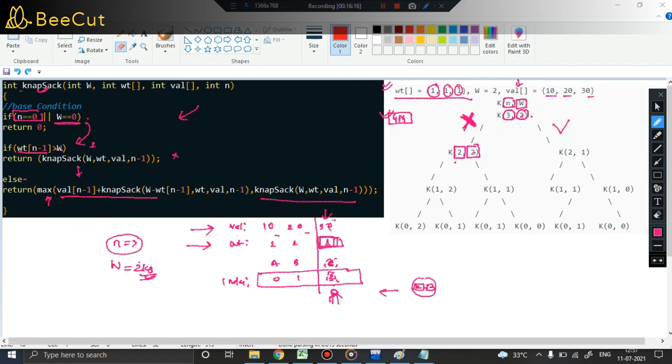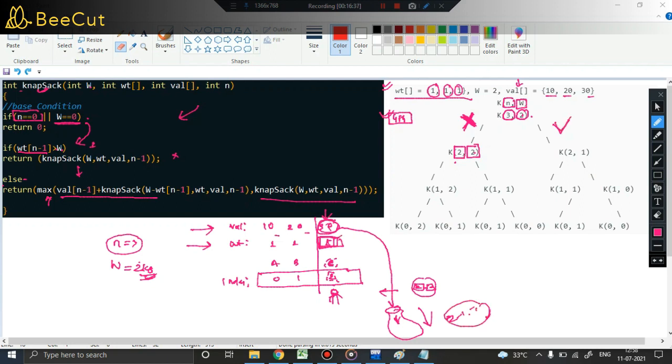What if you accept the item? What if you pick up this item? If I pick up this item, I am storing it into my knapsack. And when you are storing it into the knapsack, the knapsack capacity will be decreased by the weight of this item. So if this item weight is 1, the knapsack capacity was 2, so 2 minus 1 is equal to 1. That will be the new capacity of the knapsack if you are picking up this item.